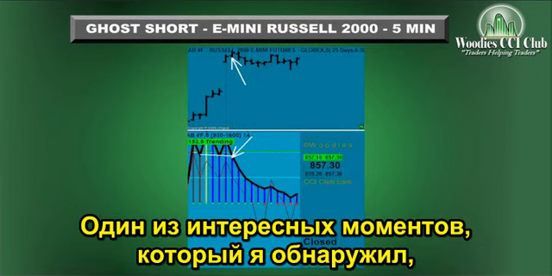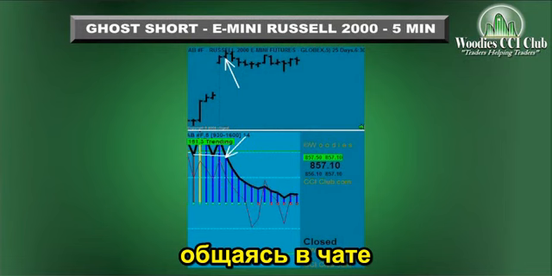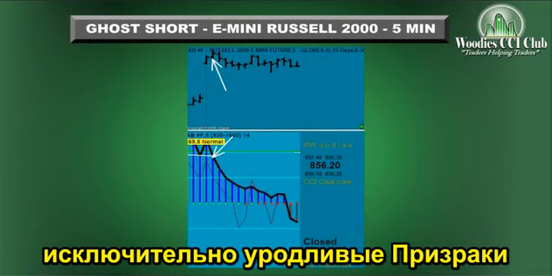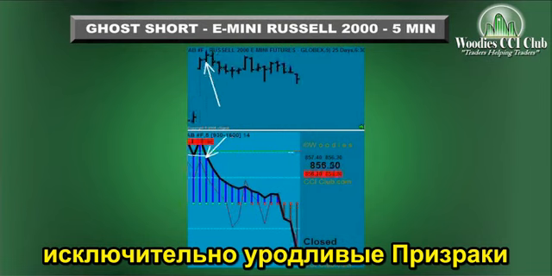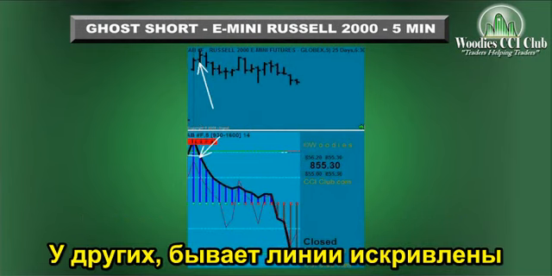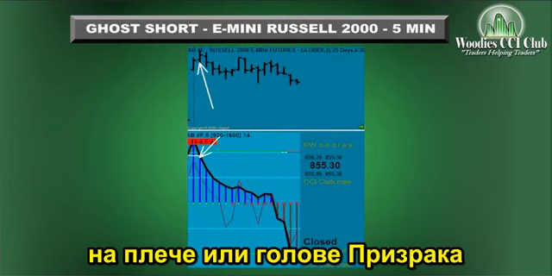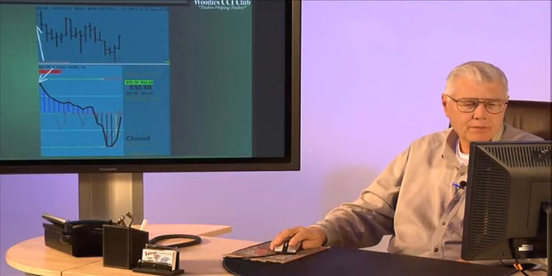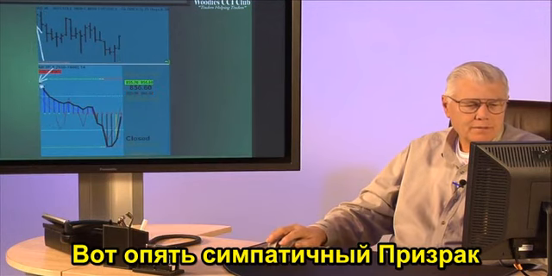One of the things I find out when I mentor and moderate the chat rooms is that some people can find the ugliest looking ghost there is. I like to see some good symmetry to my ghost. Some people think every little hook and bump is a shoulder or a head on a ghost. So I like to see it more pronounced. There's the ghost. Again, a nice thing.